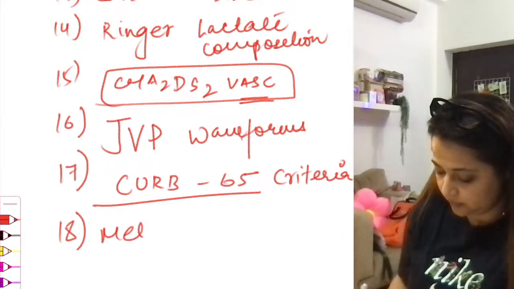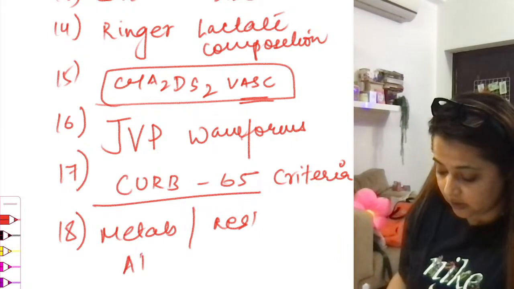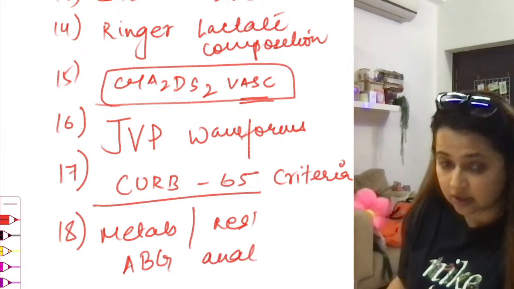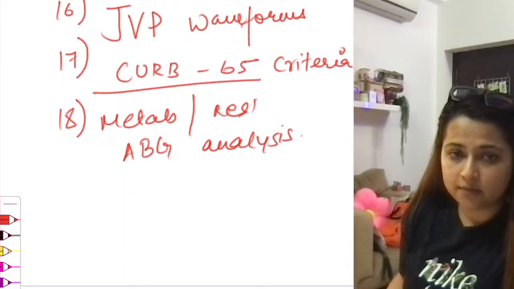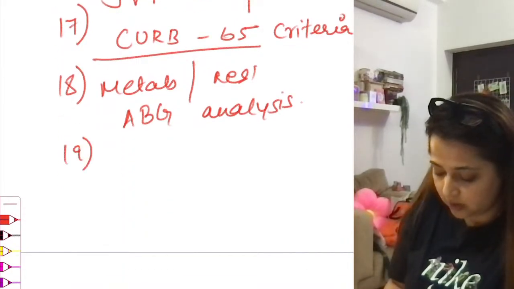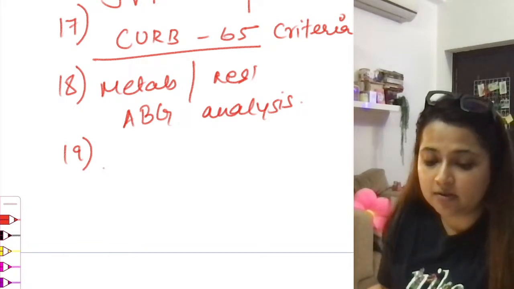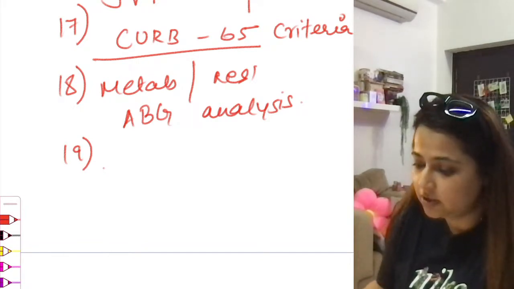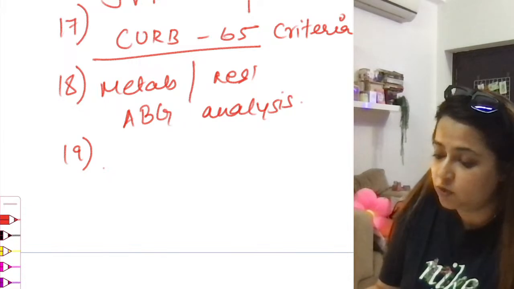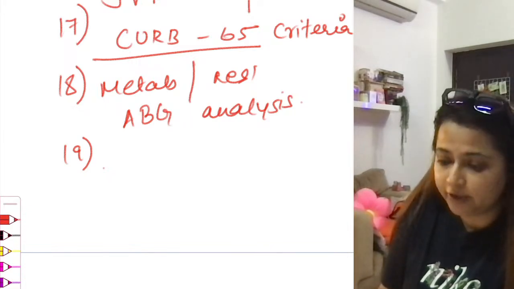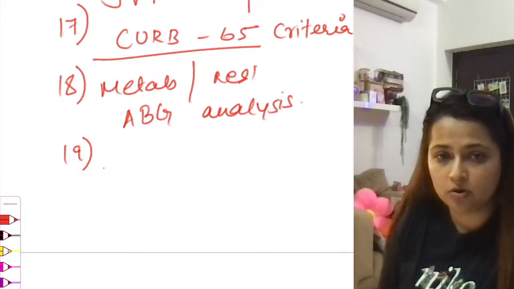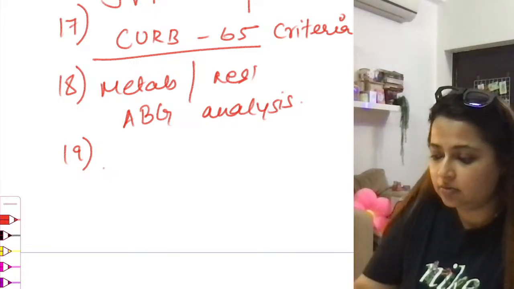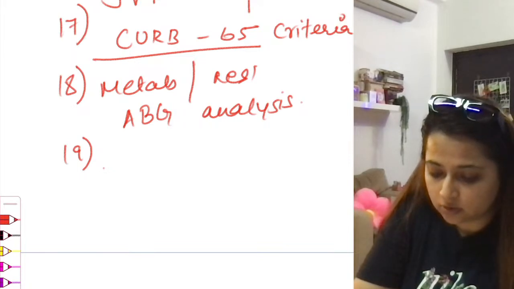Then metabolic and respiratory abnormalities, like arterial blood gas analysis. Looking at the blood pH, PCO2 levels and bicarb, you need to know what arterial blood gas abnormality is happening. You should also know Winter's formula. Winter's formula tells you if it is due to the compensated metabolic abnormality that is going on, or if it is a separate disorder going on.